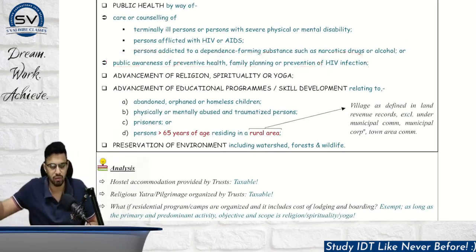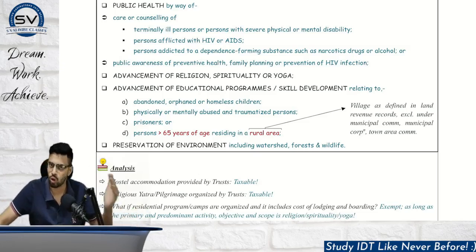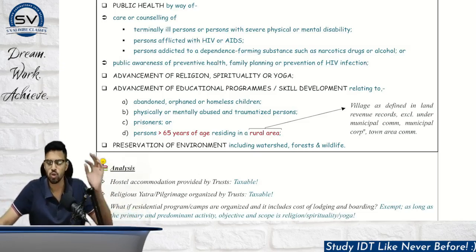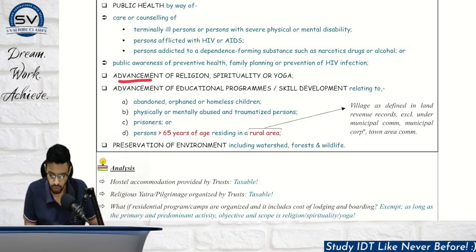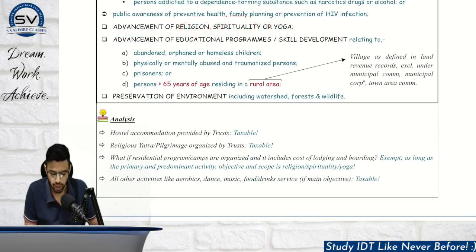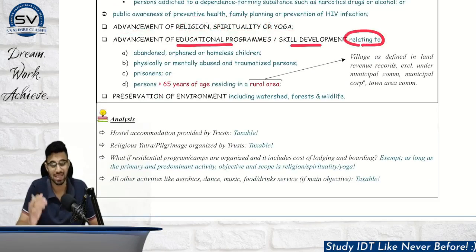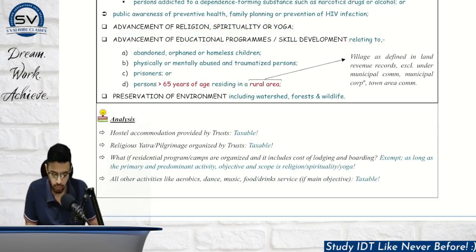So any kind of public awareness, you go into villages, you go into different areas, you try to spread awareness, all that comes in charitable activities. So whatever amount you are charging, if you are charging, no GST. Advancement of religion, spirituality, yoga, this is self-explanatory in nature. Advancement of educational programs and skill development. Basically, you are teaching someone relating to what kind of people?